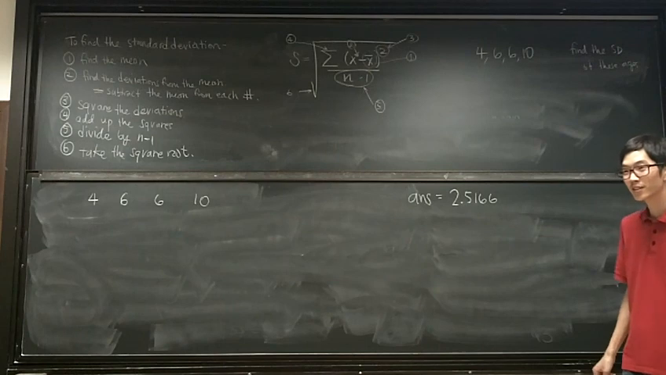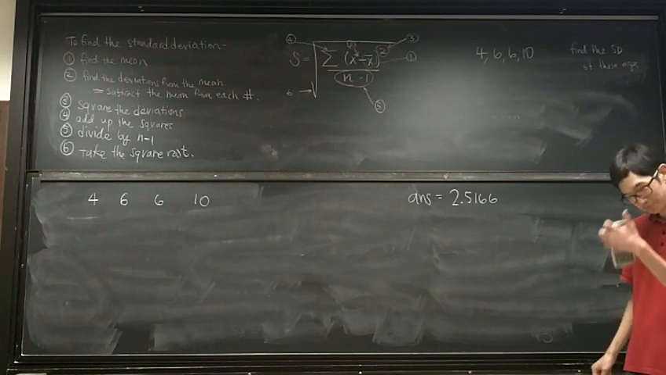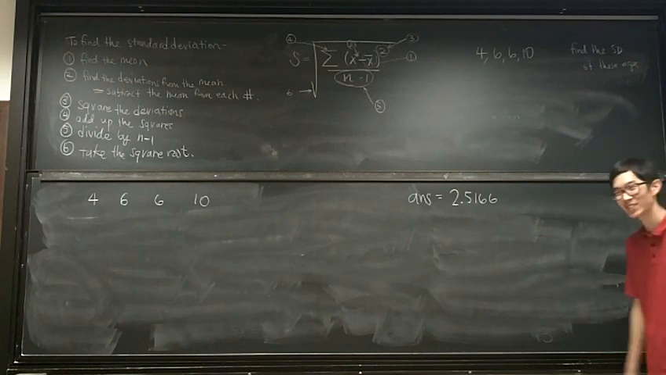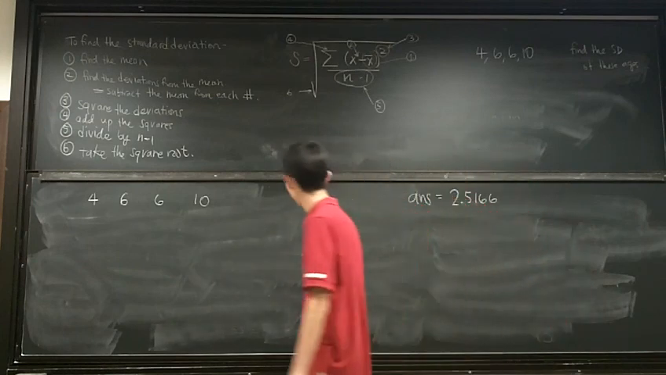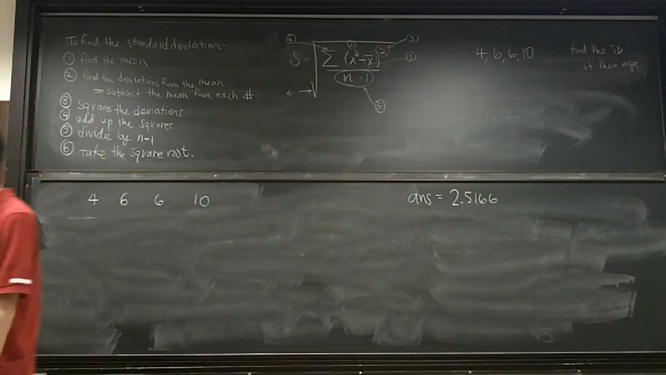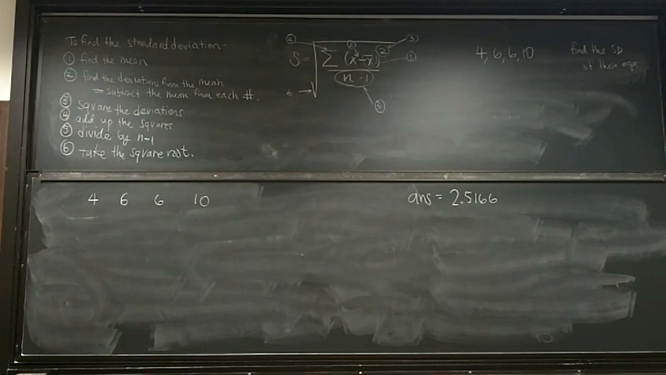Did you get that? Sort of? 2.5. And then we subtract 6.5 for each one. First, 4 minus 6.5.